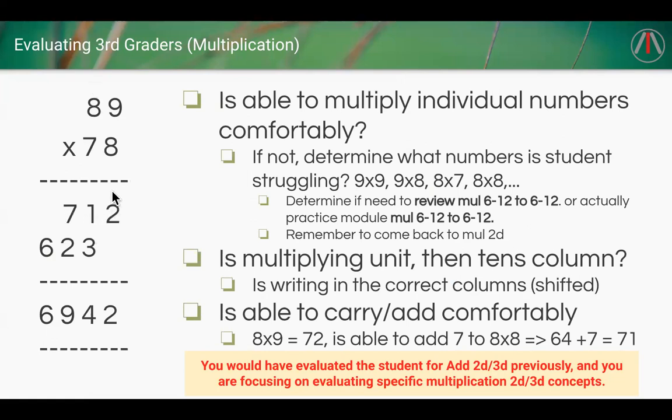You also want to see if they're writing it in the correct column, right? So when they're multiplying with 8, they're starting with the units place right here. When they start to multiply with 7, they are starting the writing from the tens place right here, so that when they add, the additions would be correct. So those are the types of things you want to see, and make sure that they are able to do all these pieces. If they don't, then you want to again trace back.